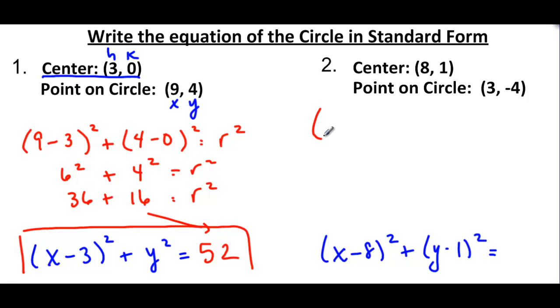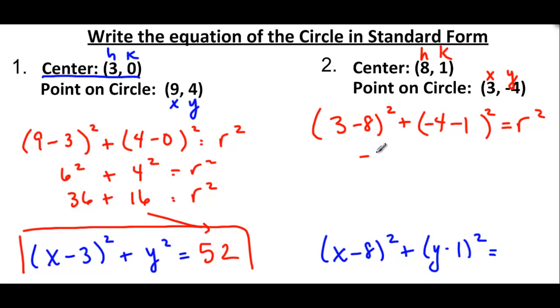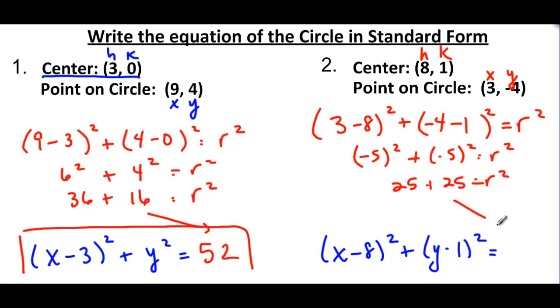So I'm just going to go back to my formula. Here's my h and k for my center, and here are my x and y, a point on the circle. So the equation says I'm going to do x minus h, so (3 − 8)² plus, then it says do y minus k, or (−4 − 1)² equals r squared. This is (−5)² plus (−5)² equals r squared. So 25 plus 25 equals r squared. So I get an answer of 50.